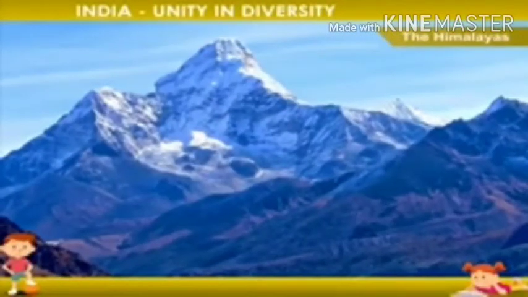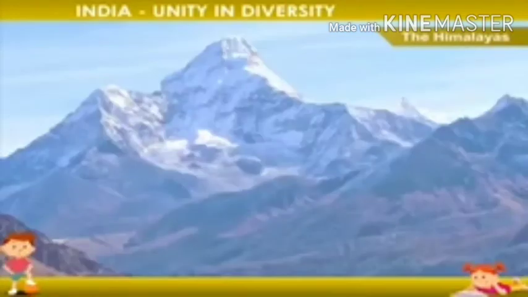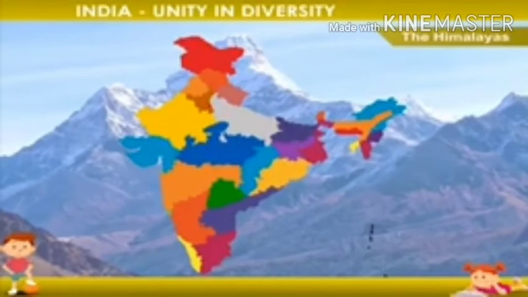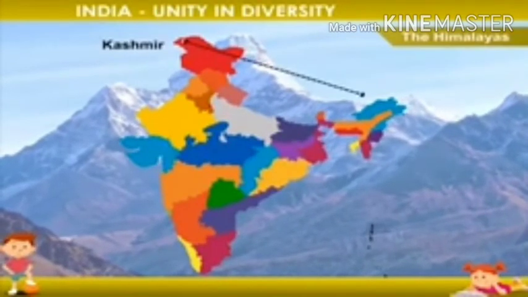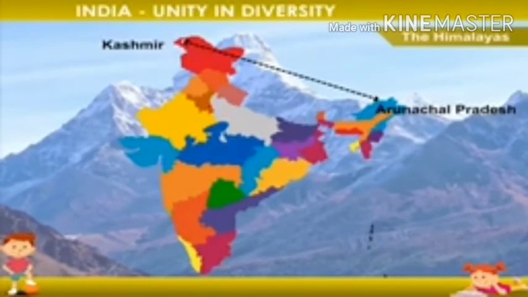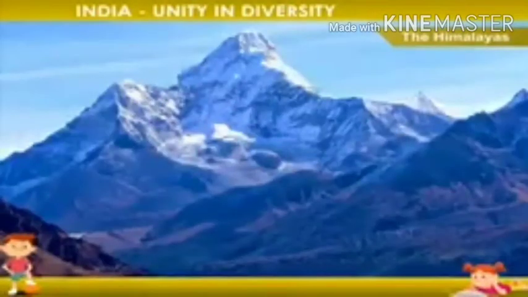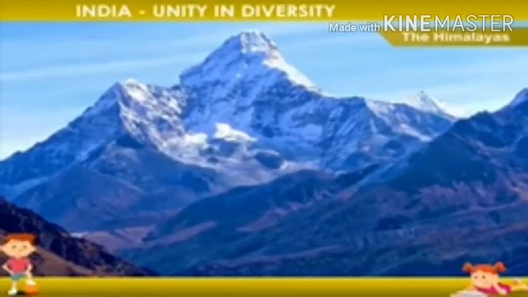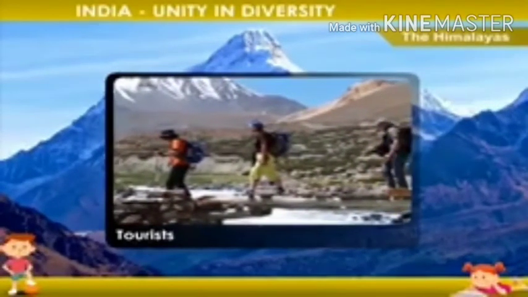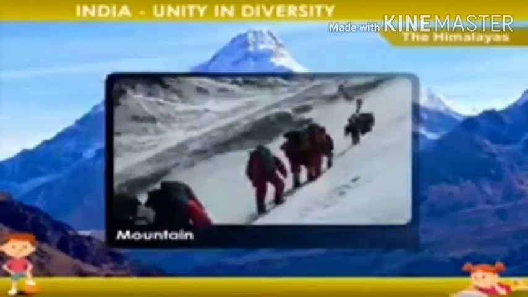The Himalayas. The Himalayas are the highest mountain range in the world. It is a wall of India. The Himalayas in India extend from Kashmir in the west to Arunachal Pradesh in the east for a distance of about 2500 kilometers. The beauty of the Himalayas has always attracted tourists, men and women from all over the world. Many mountaineers tried to climb the mountain peaks.